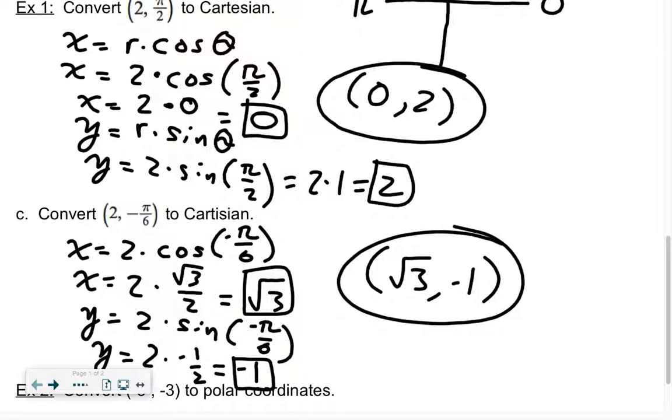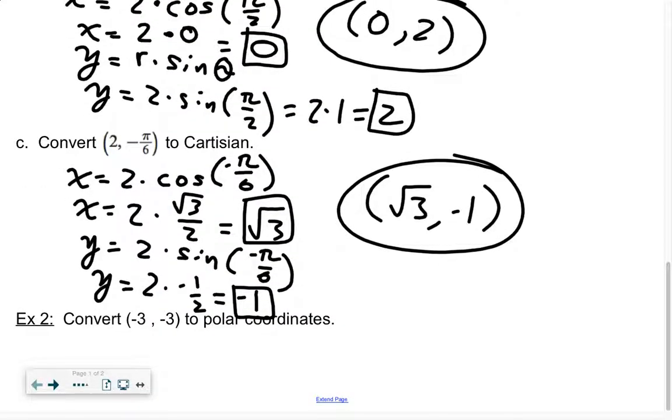And now let's make sense of this thing. Let's make sure it seems reasonable. Negative pi over 6 indicates that our angle is going to point us down into quadrant number 4, right? So if this thing is going to be down in quadrant 4, then I know my x value needs to be positive, my y value needs to be negative. Does it work out that way? Absolutely. We got a positive square root of 3 and a negative 1. And it looks about right. Okay.